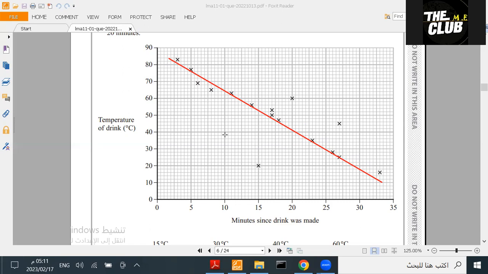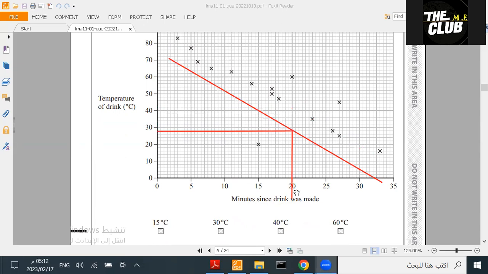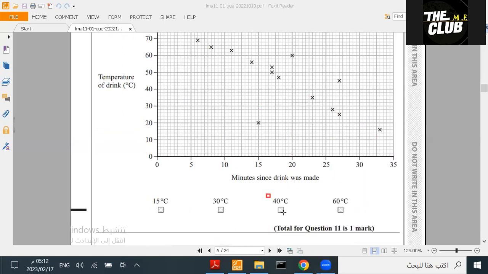Now I'm going to use the line of best fit to answer the question. So now I'm going to find the temperature, which is 20. I'll go up to the line and then go back to the temperature. So the answer will be what? Will be 40. So this is how you answer this question. So the answer is 40. Yes, the answer is 40. So I go to 20 minutes, go up to the line of best fit, and then go back to the temperature, and the answer will be 40. I'll put the answer here. Okay. This is the answer of this question. Question 11. Yes. That's the idea.